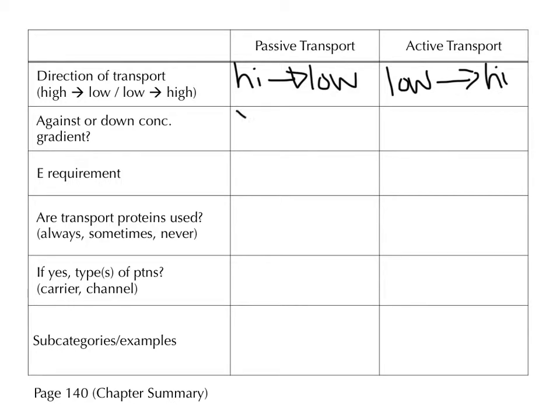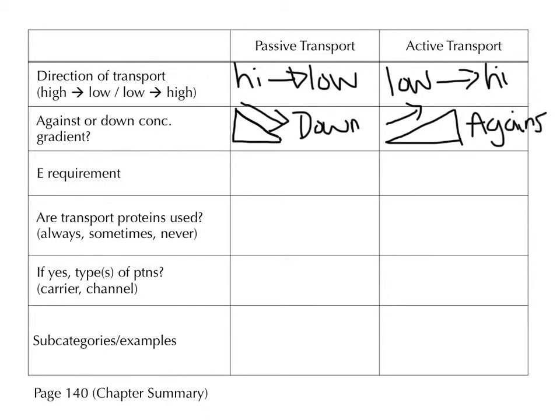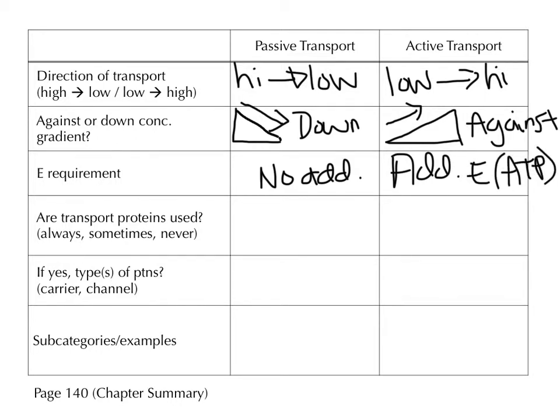That means, I think of it as a triangle. If we're going from high concentration to low, we're going down the concentration gradient. And if we're going from low concentration to high, we're going against the concentration gradient. The concentration gradient just means the difference in concentration across a membrane. Energy requirement. No additional energy required for passive. Additional energy required for active, frequently in the form of ATP, but not always.